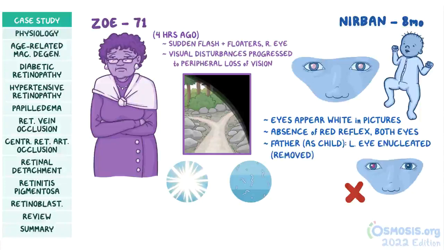Based on the initial presentation, both Zoe and Nurbin have some form of retinal disorder. But first, a bit of physiology.